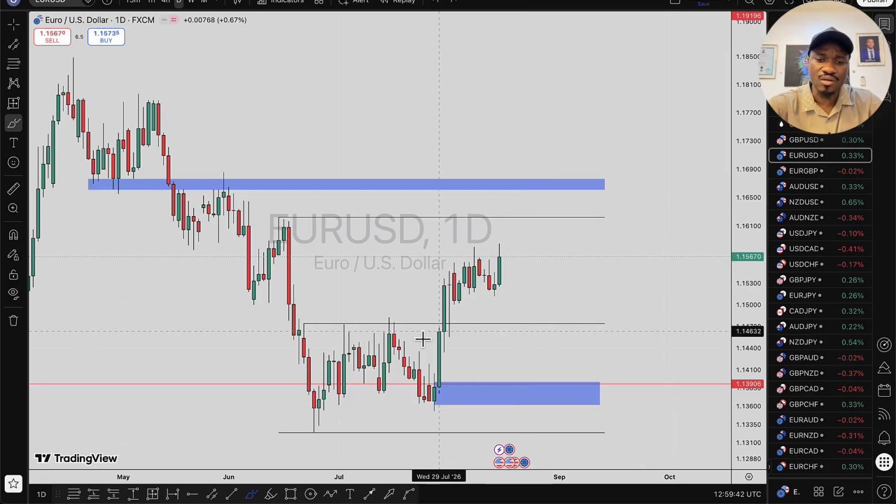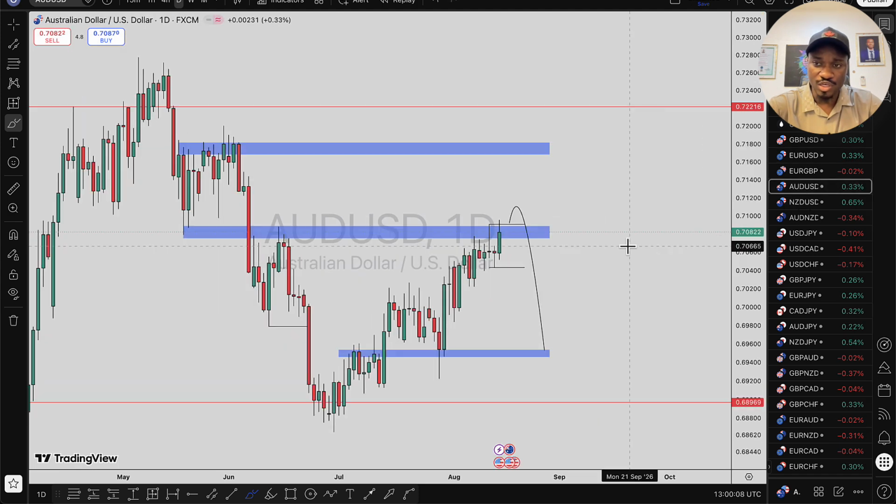So if you are a trader trading the Euro paired against USD, take note of the level which acts at this zone of the 1.16300 slash the 1.14730. Let's move on to the next currency pair, which is the Australian dollar paired against USD.